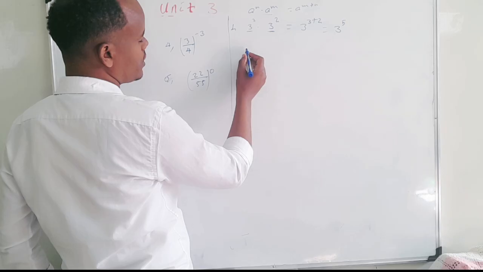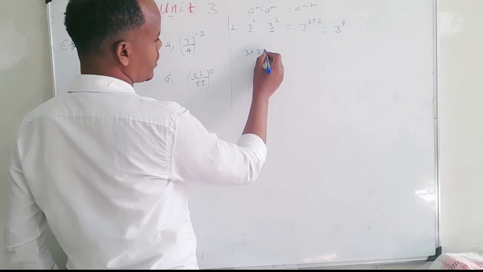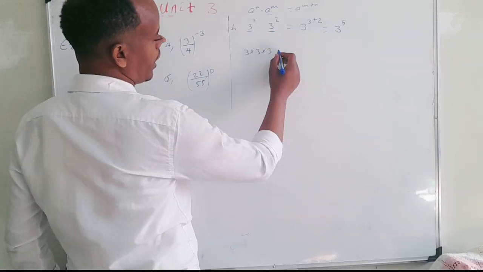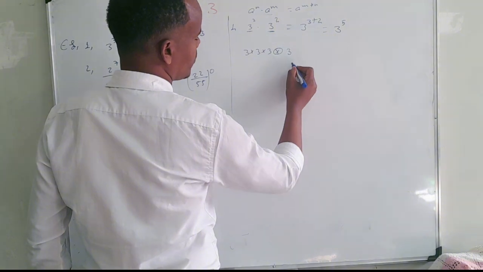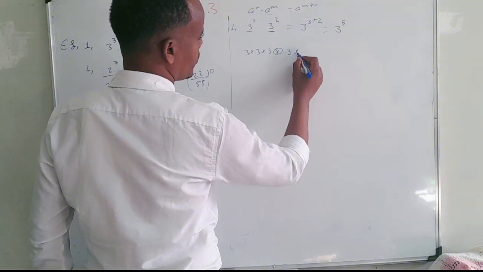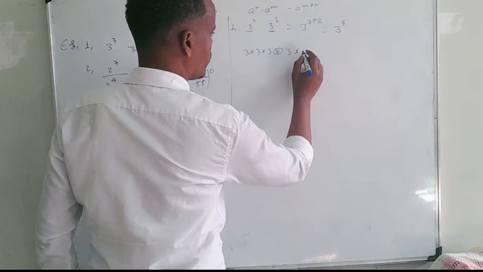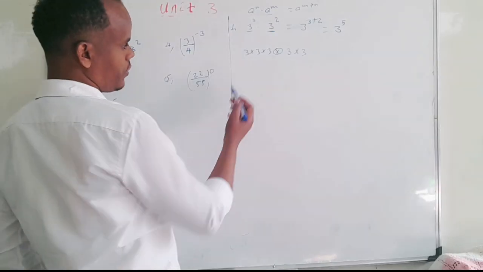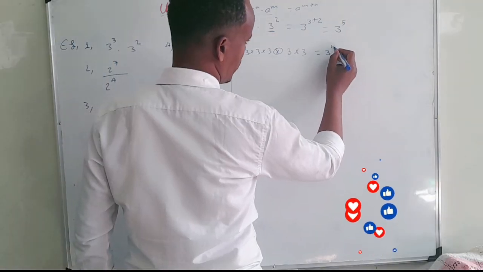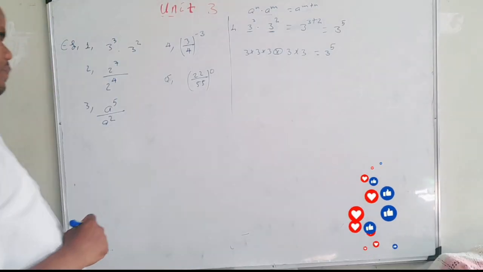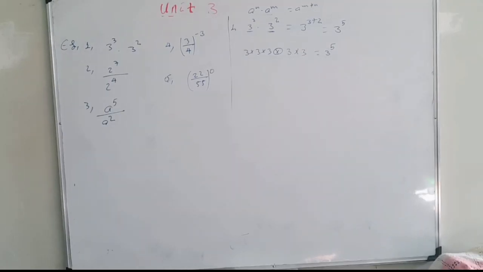3 to the power of 3 means 3 times 3 times 3, and 3 to the power of 2 means 3 times 3. So 3 times 3 times 3 times 3 times 3 is 3 to the power of 5. So this is how we add the exponents.